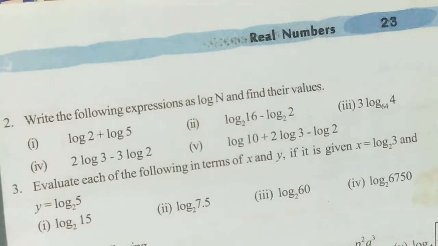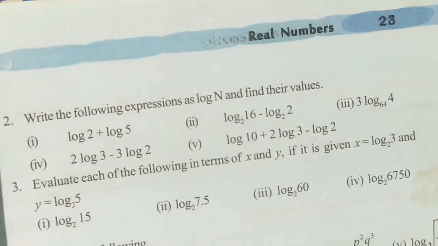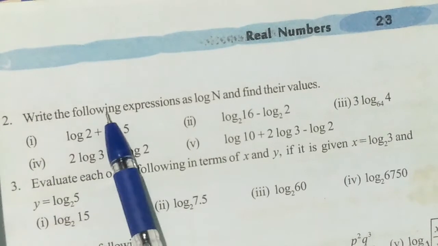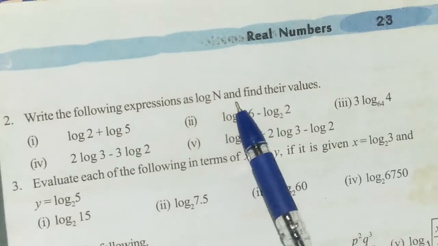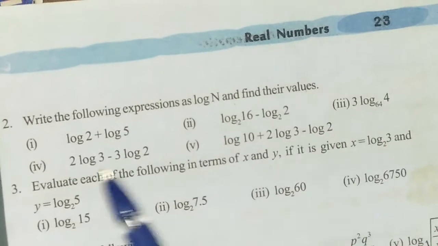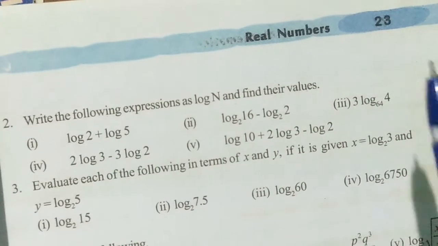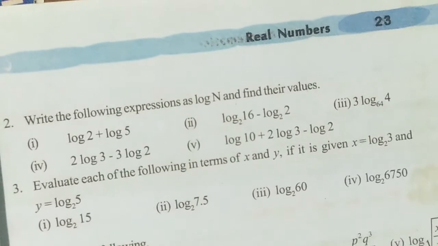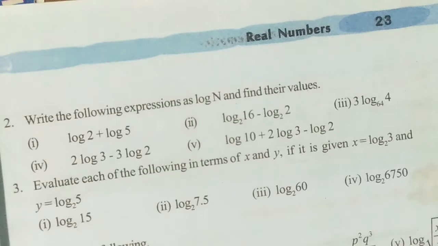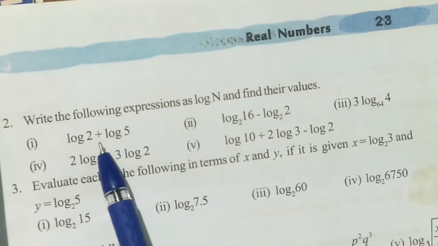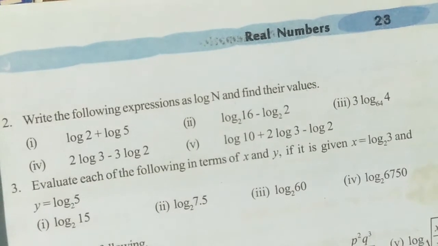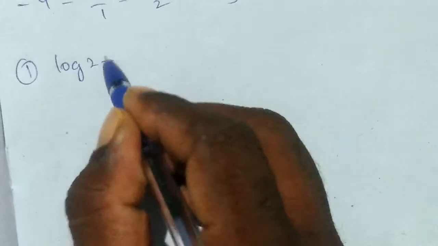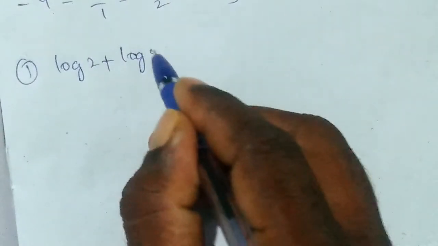Now I am going to start the second bit. What is the second bit? Write the following expressions as log n and find their value. As given in the extended form, you have to write the standard form and find the value of that log. Okay. So what is the first problem? Log 2 plus log 5.